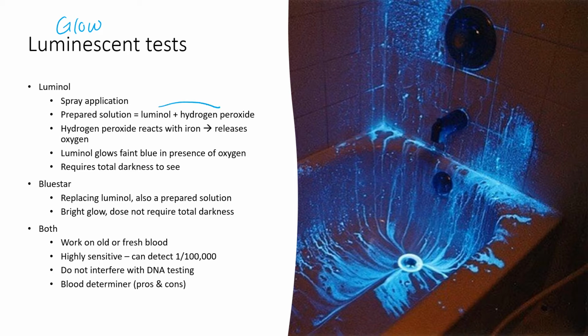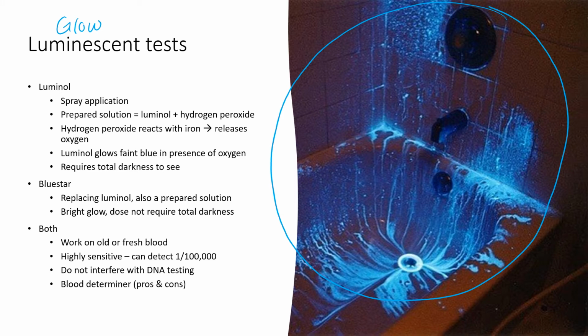It's luminol mixed with hydrogen peroxide. The hydrogen peroxide will react with the iron in the blood. That'll release oxygen. The oxygen activates luminol and it glows. It glows this faint blue in the presence of oxygen from bloodstains. When you shut off the lights, because it requires total darkness to see, you will see any and all blood that was on that field basically forever.